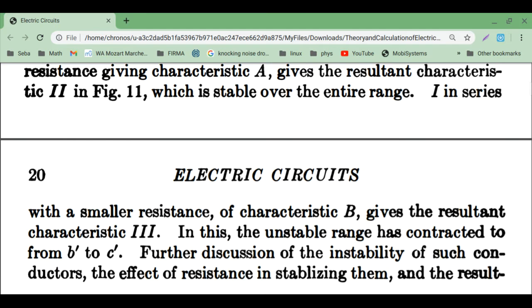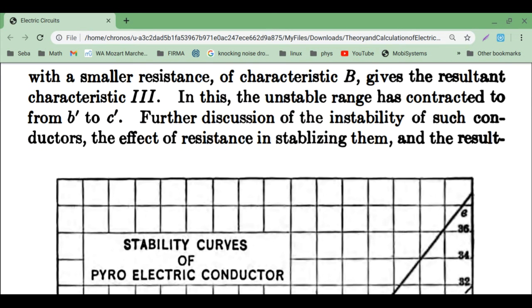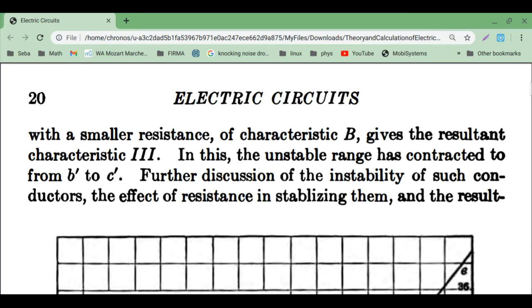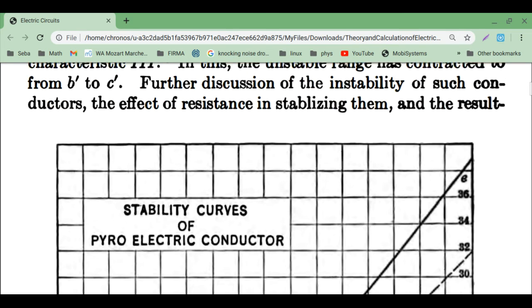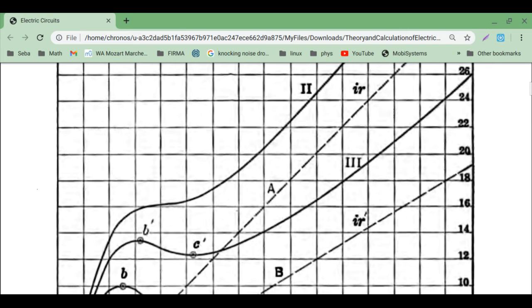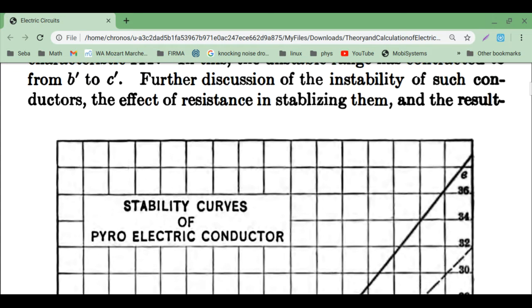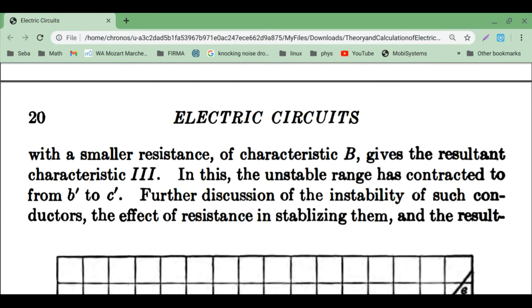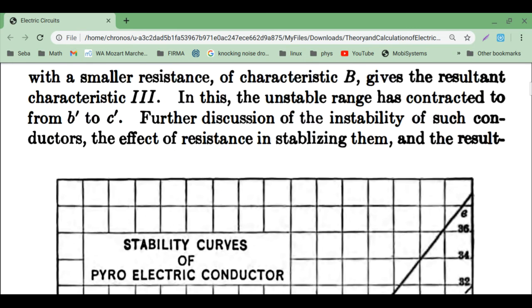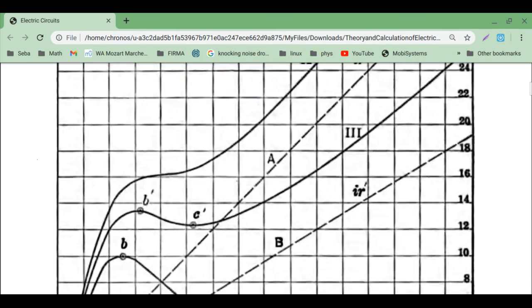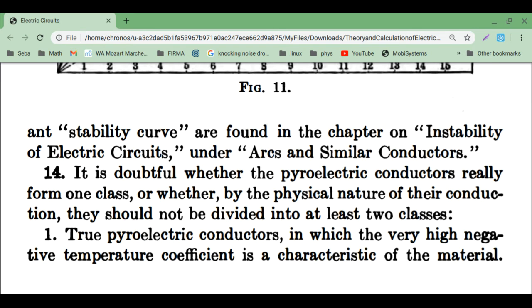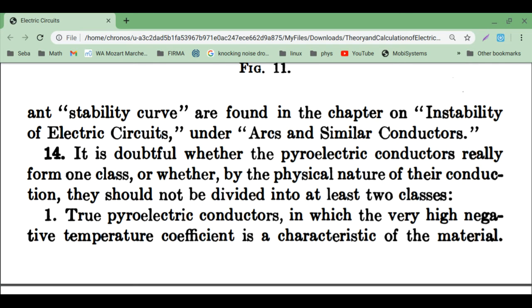In series with a smaller resistance of characteristic B, it gives the resultant characteristic 3. In this, the unstable range has contracted from B' to C'. Further discussion of the instability of such conductors, the effect of resistance in stabilizing them, and the resultant stability curve are found in the chapter on instability of electric circuits under arcs and similar conductors.